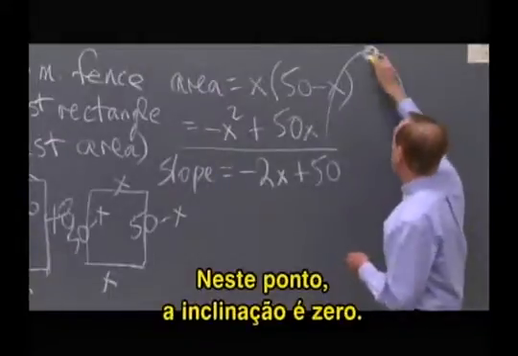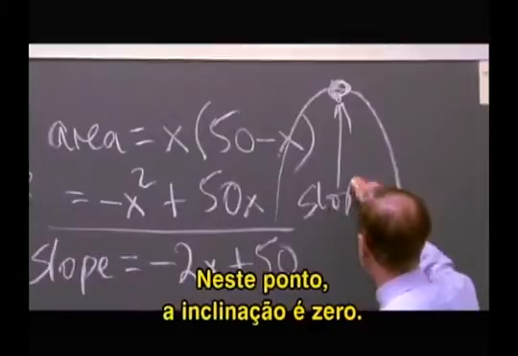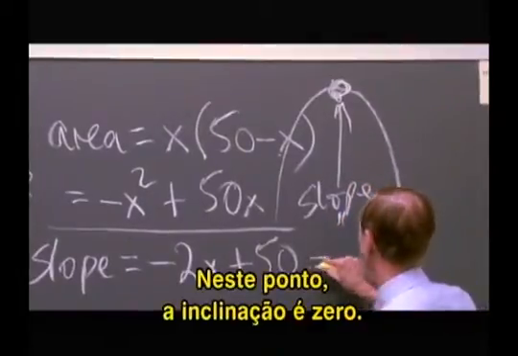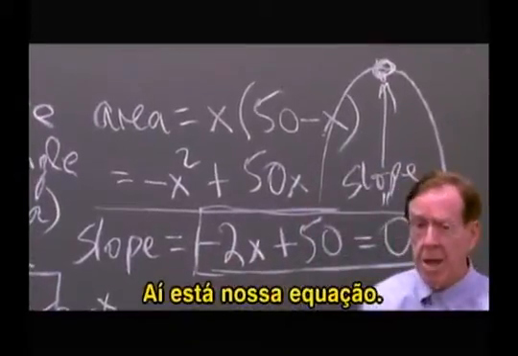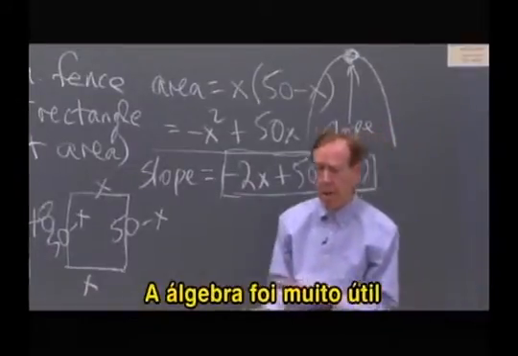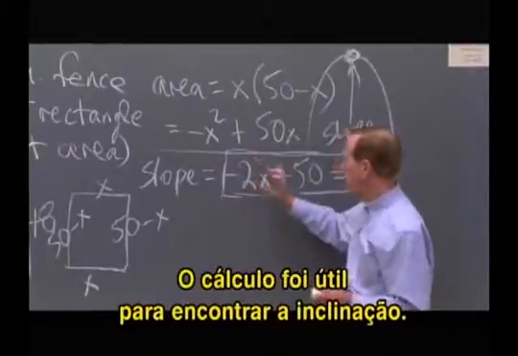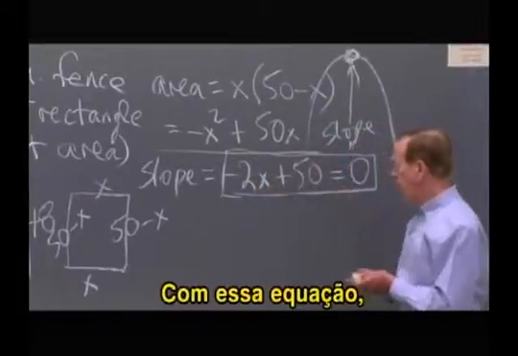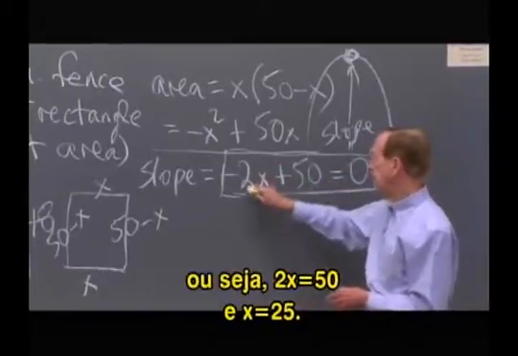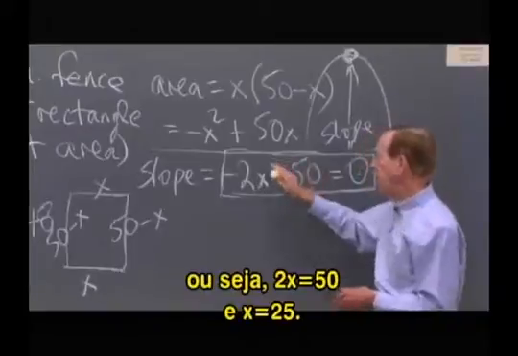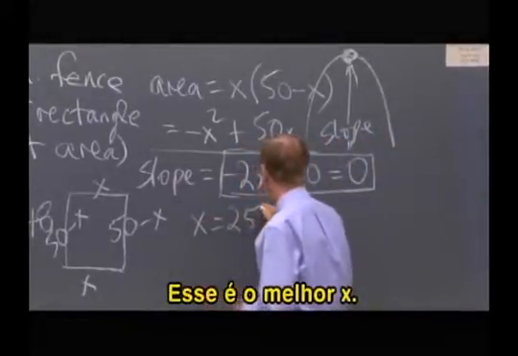And at this point, that's the point where the slope is 0. So there's our equation for the best x. You see how algebra paid off because we considered all x's? Calculus paid off because we found the slope. We solve that equation. We get minus 2x plus 50. That means 2x will have to be 50. x will be 25 is best.